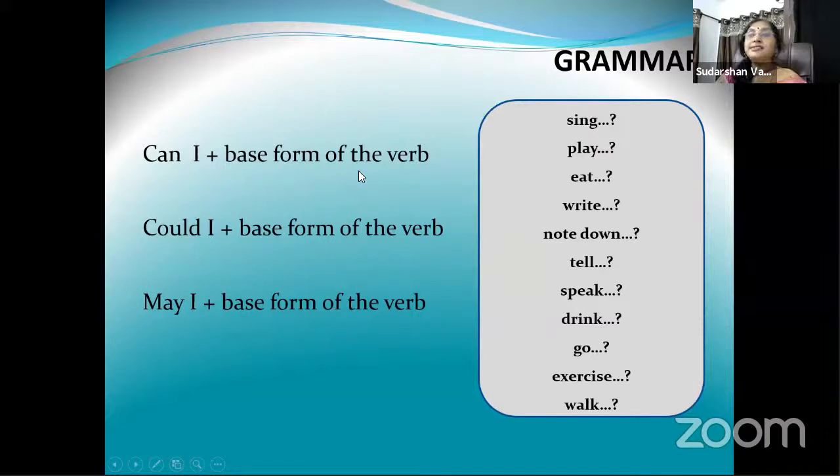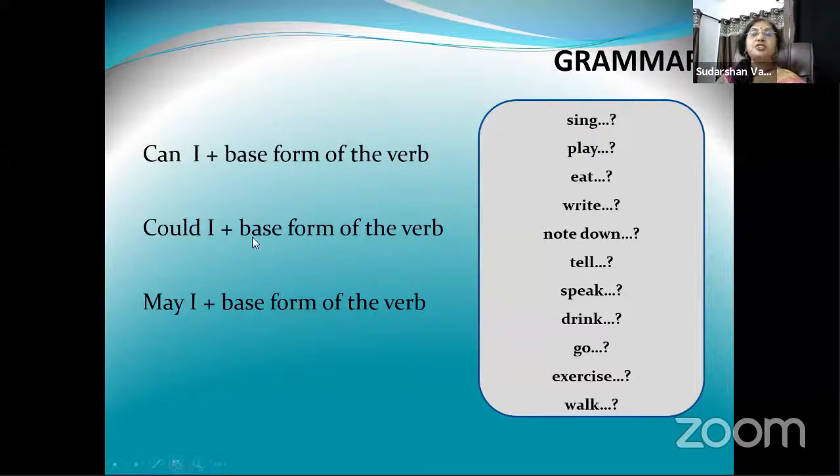Could I? Can I sing? Can I play? Can I play football now? Can I play football in the evening? Can I play baseball or can I play cricket with all my friends? Can I play cricket? In the weekend, please construct a full sentence. This is how substitution tables are used to practice.